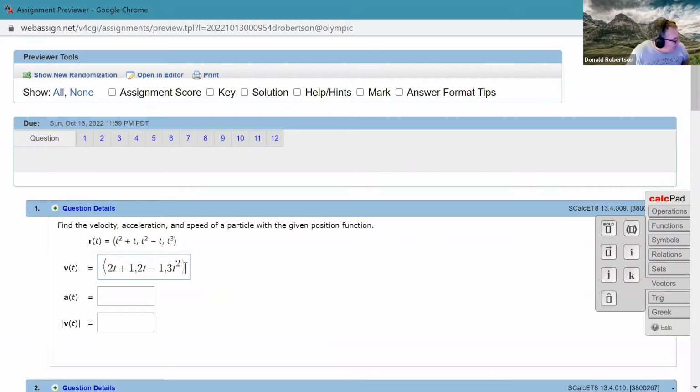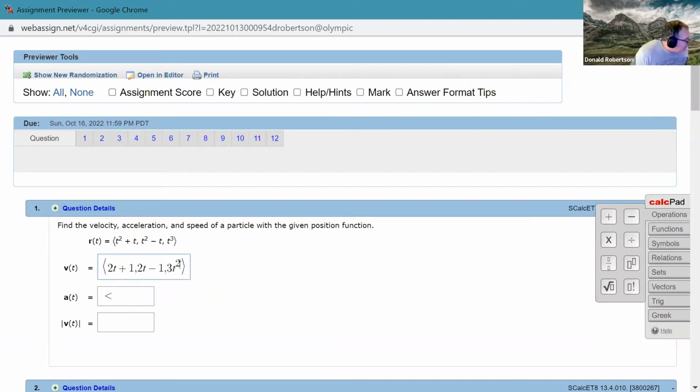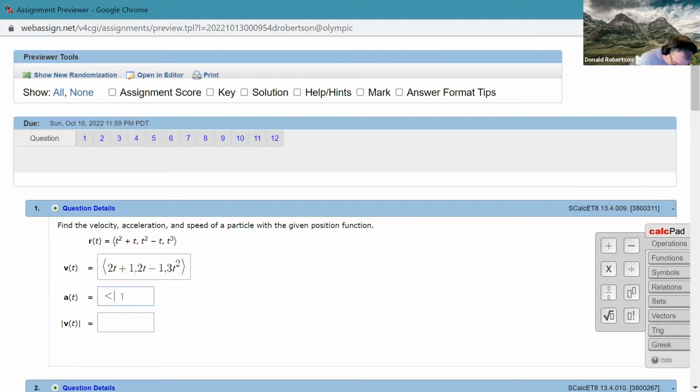Now if I put the less than symbol, and let's just copy this. Well, let's put in the answer. The answer was 2, 2, and 6t. So 2, comma, 2, comma, and 6t, and I finish with that. Would you agree it looks like I've written it out in the correct format, right? It's got the little funny brackets. WebAssign will say yes to this one and say no to that one.